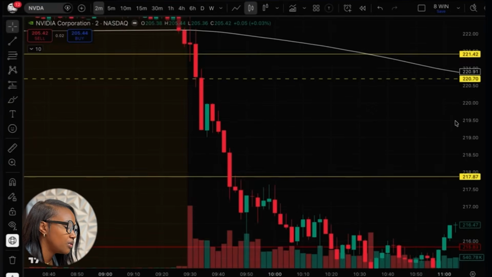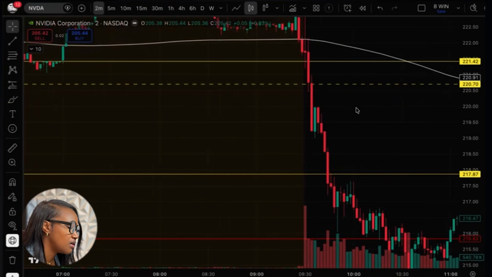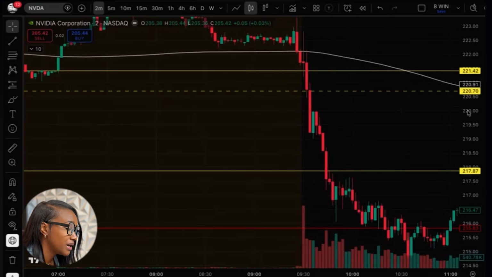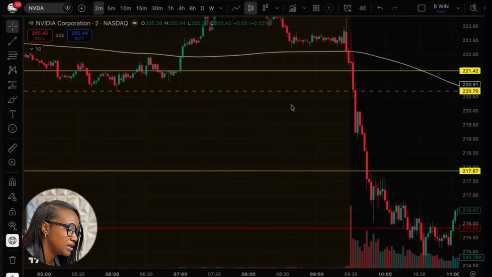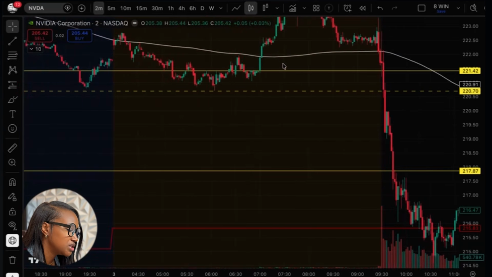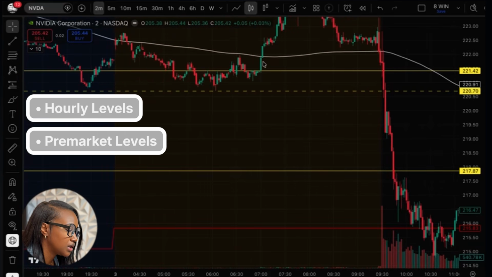So my friends, what we have here is the Nvidia chart. And first things first, on all of my charts, every morning I draw my levels fresh for myself and also my friends in the academy. So what levels I'm speaking of are two major types. One is your hourly levels and also my pre-market levels, okay?